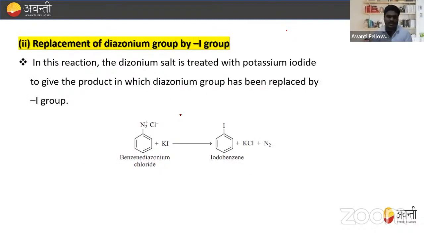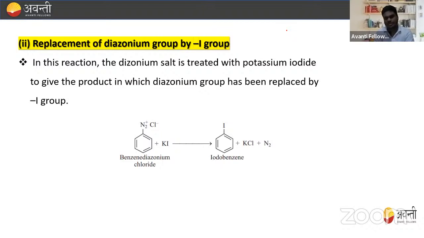How does iodine replace the diazonium group? In this reaction, the diazonium salt is treated with potassium iodide, that is KI, to give the product in which the diazonium group has been replaced by the I group, that is the iodine group. As we can see, this is N2Cl diazonium, and when it is treated with KI, it will convert into iodobenzene. So this is how iodobenzene forms, along with KCl, and this gives us N2. So this is the replacement of the diazonium group by the I group.